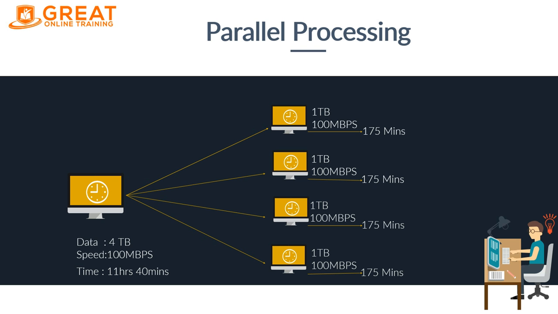So in how much time can this four terabytes of data be processed by parallelly processing with these four machines? It will be 175 minutes. It is not 700 minutes, because these four machines run parallelly. That means all the four machines start at the same time and they finish processing the whole data in 175 minutes. So as a whole, we can say the speed with which the data is processed is 400 megabytes per second and the time is 175 minutes.